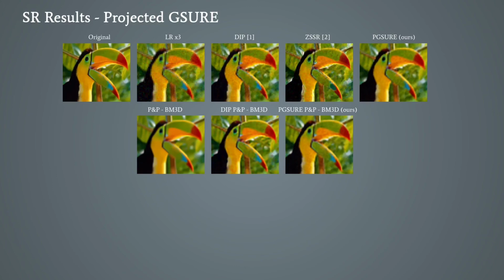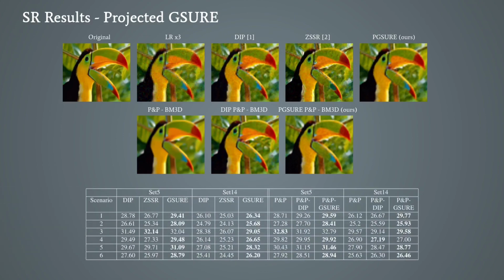Here we see a visual comparison of the super resolution results on scenario 6. And similar to deblurring, we see the results in numbers compared to deep image prior, ZSSR, and standard plug-and-play. These results prove that GSURE outperforms existing methods.